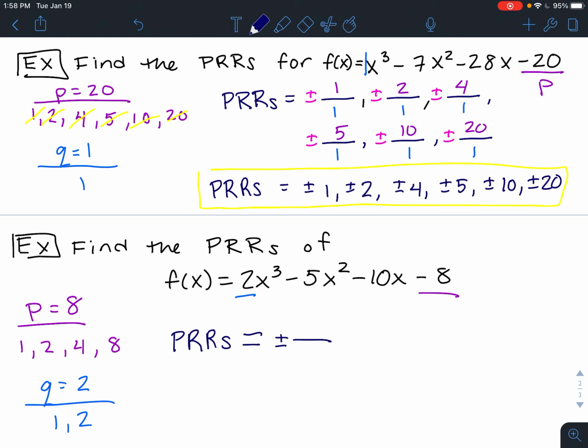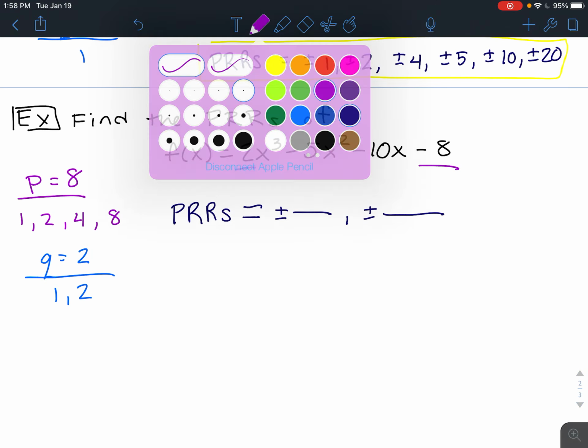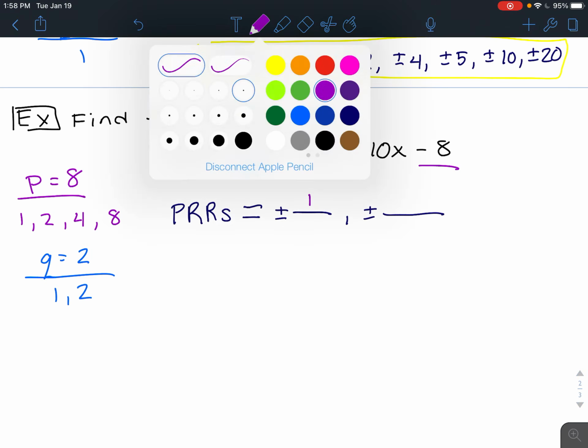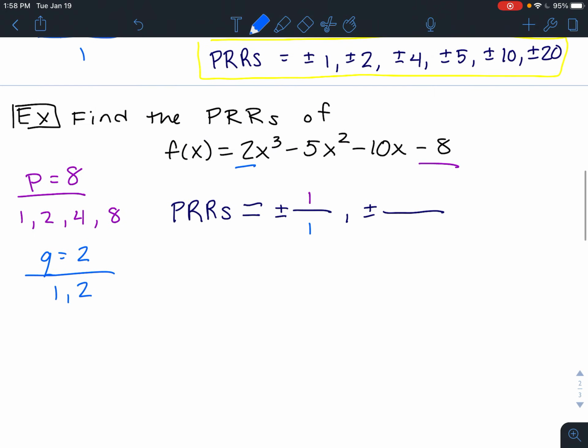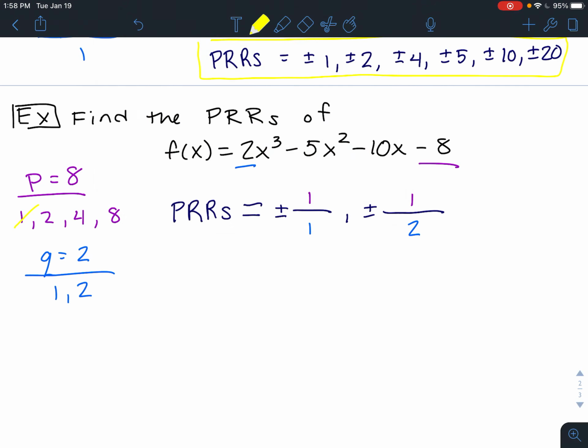So the way I kind of like to think about this is I have 2 q numbers. So for each p value, I'm going to get 2 fractions. So hear me out. Ready? I'm going to use the 1 from the p first. So I'm going to do 1 over 1, and then I'm going to do 1 over 2. So I'm taking the first p value and putting it over each of the q values. And now I can't use that one anymore.